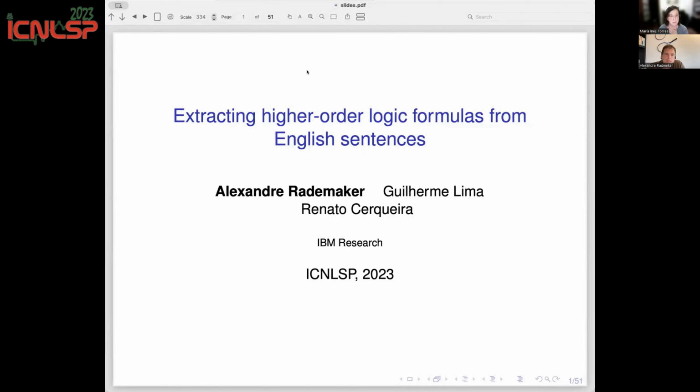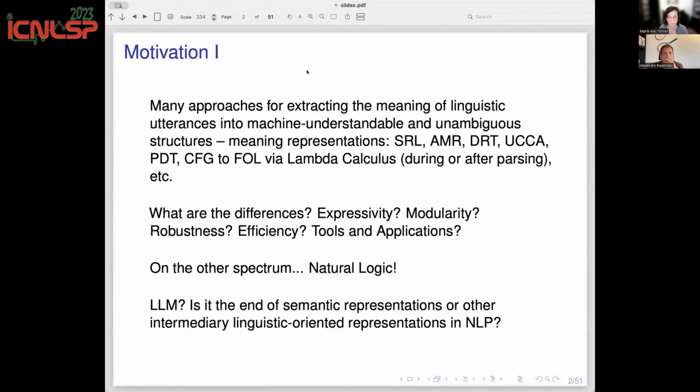So, this is a work about extracting higher order logic formulas from English sentences. The motivation is that this attempt at having a logical representation of sentences goes back to the 70s or even before, and nowadays we have many different meaning representation approaches. The differences between them are many. We could spend much time talking about this, right? Specificity, modularity, robustness, efficiency, and so on.